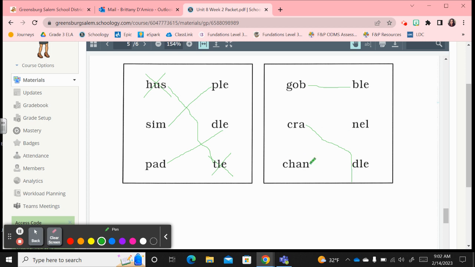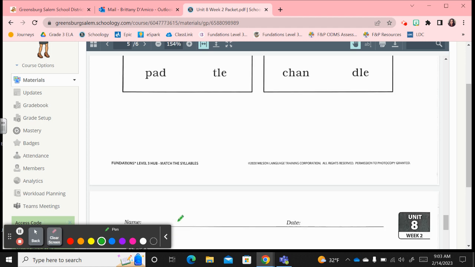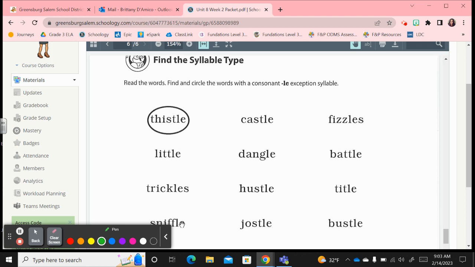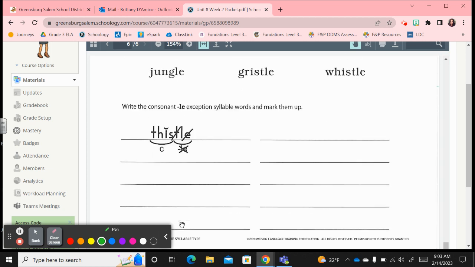Channel. I had to change the channel when my show came on. Okay, so notice with channel, this is not a consonant LE, so we're crossing off channel in that box. Excellent work with that page. All right, let's go on to the final page here.